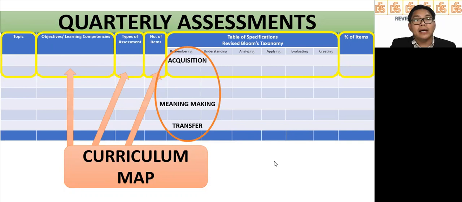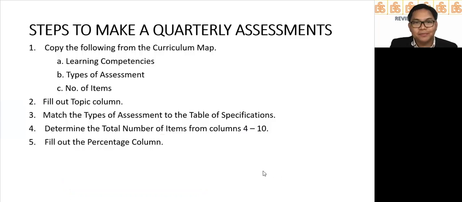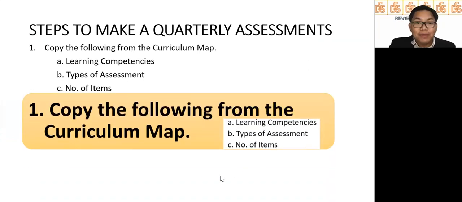So at this point, allow me to share my 5 steps to make a quarterly assessment or to fill out this particular template. Just 5 steps. Let's start. Number 1, copy the following from the curriculum map. Letter A, learning competencies, types of assessment, and number of items.